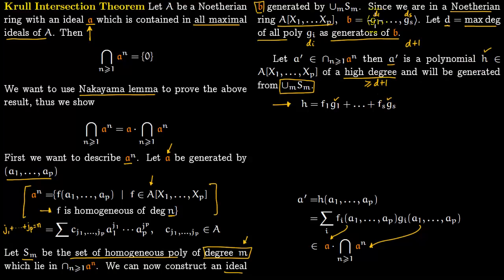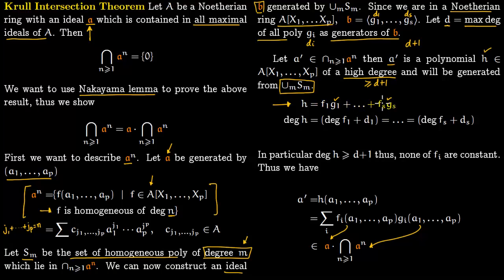And now we have this set of generators, so we can write this h in the form f1 g1 all the way to fs gs. So this polynomial h is of higher degree. It has to be generated from this union, because this union contains all degree m polynomials which lie in the intersection. So you can write it like this. All these terms are homogeneous of the same degree, so these are homogeneous polynomials.